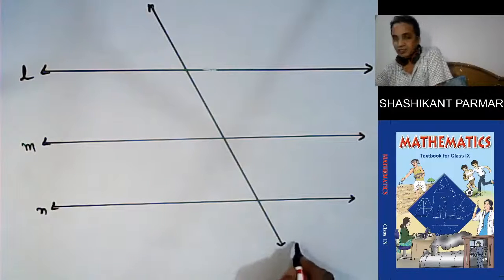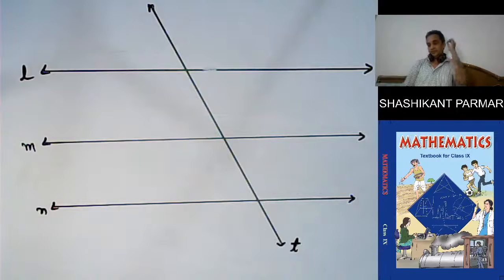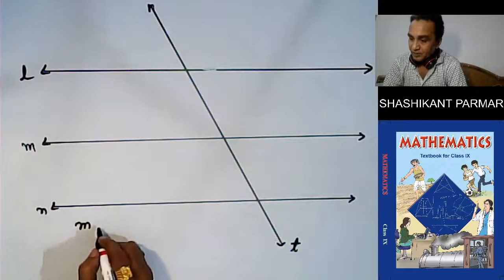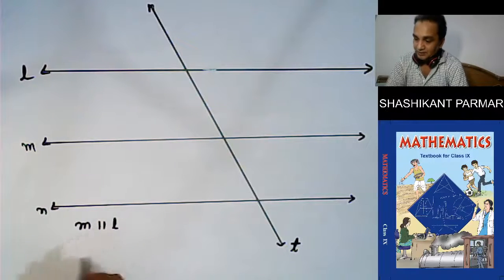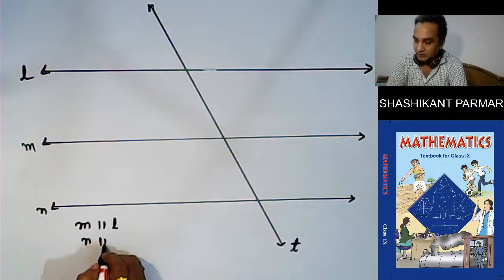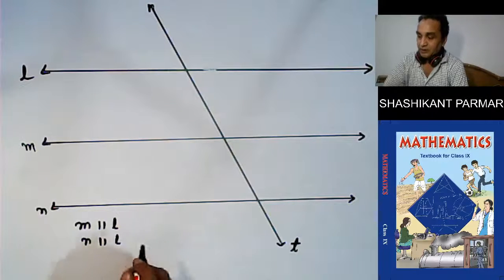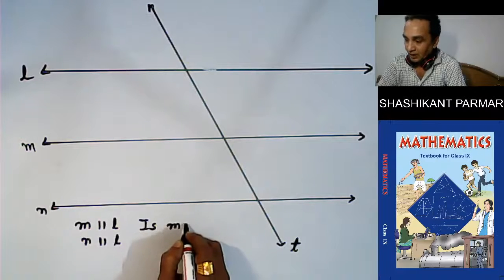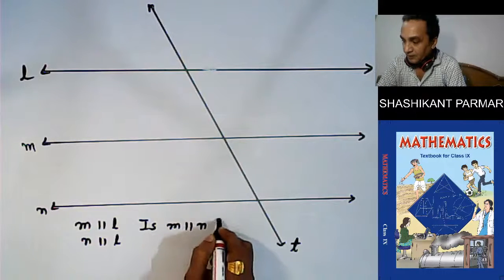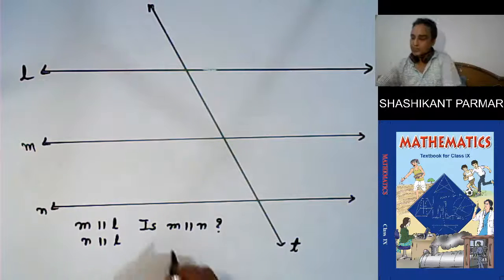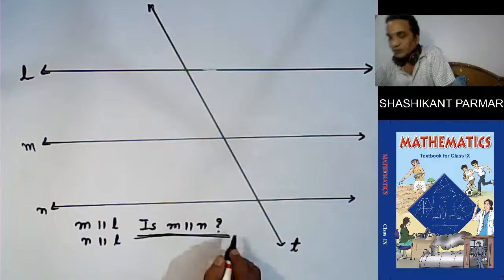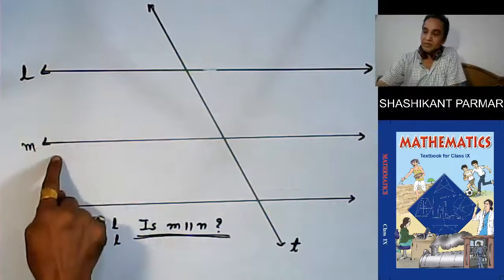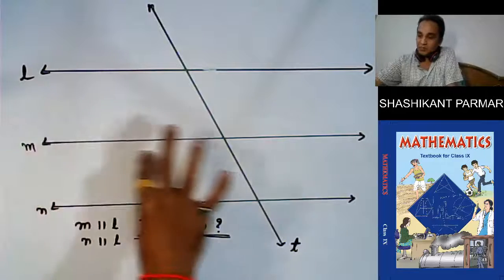And then T is a transversal. What we have been given is that M is parallel to L, N is parallel to L, and this is the question: are M and N parallel? This is the question. I think now you understand. This is parallel to L, this is parallel to L. Then what about these two lines?